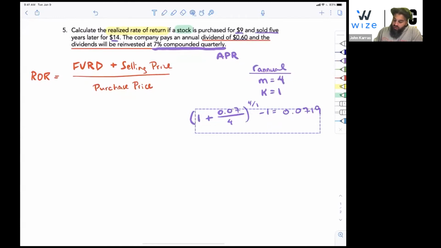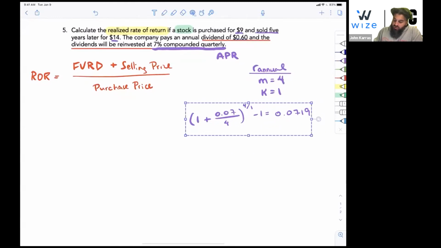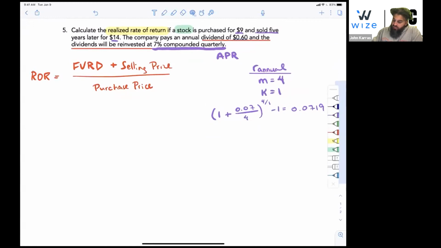Cool. So I got my annual rate. That's what you guys said I should do first. What would I do next, and how would I do that? Those of you saying find C, that's for a coupon, but I don't have to do that here because I've given you the dividend, so you already have that. What should you do? You're all saying FVRD.